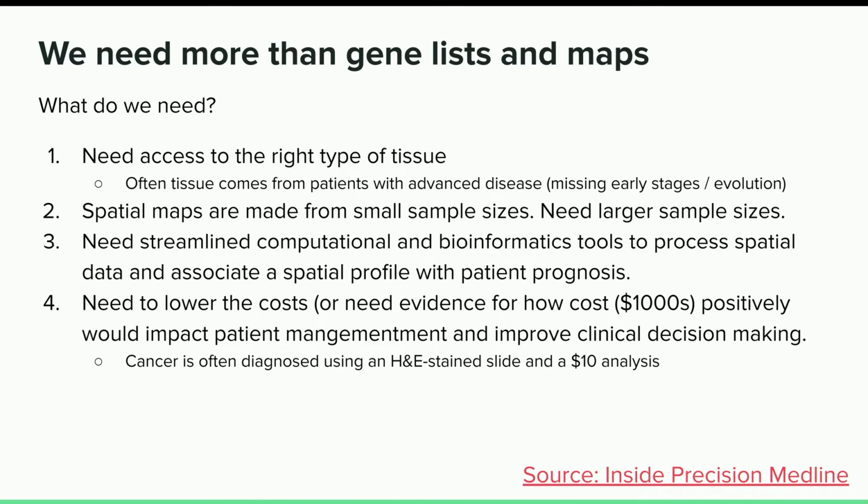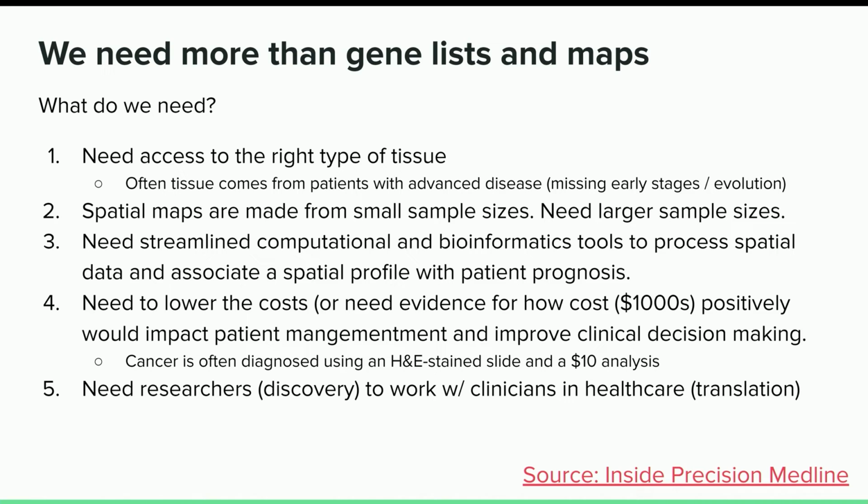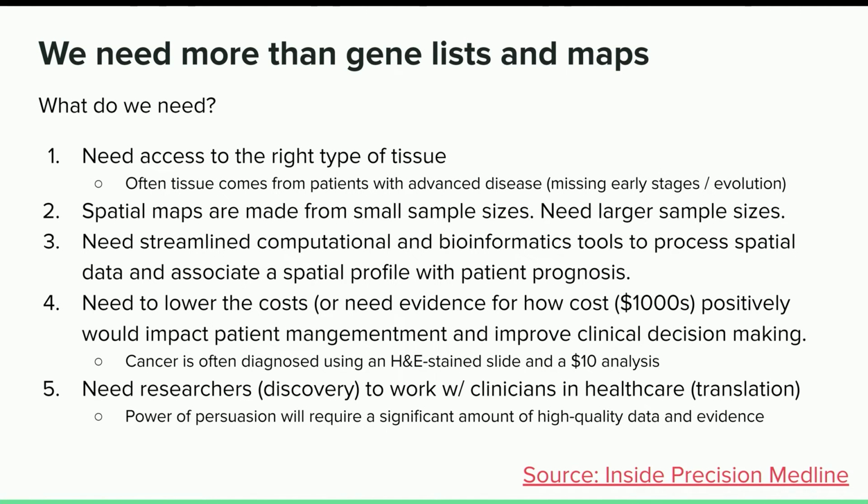And they are getting better. And then we also very much need basic researchers to work with clinicians to make this jump from basic research to the clinic. So the power of persuasion, in my opinion, is going to really require a significant amount of high quality data and evidence. That's one way to do it.